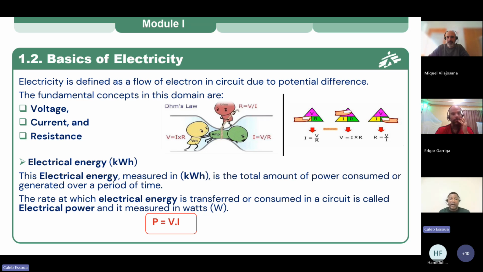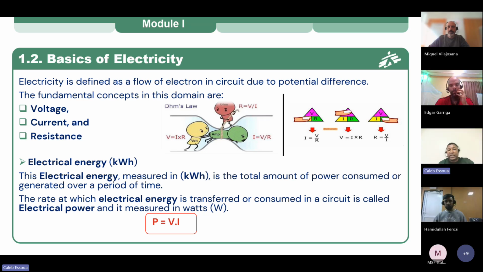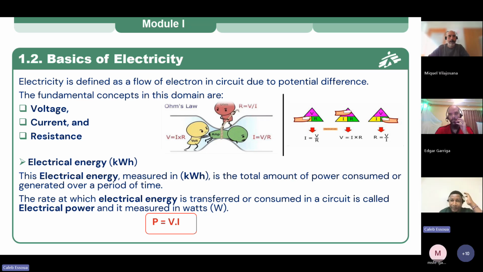And then the fundamental concept in this domain is, as you mentioned, voltage, which is the potential difference expressed in volts, and it serves as the driving force. I will give you an example here. If you see the picture on my right, we have three boys, one in yellow, one in green, and one in red. The yellow one is the voltage. Can someone tell me what he's doing here?